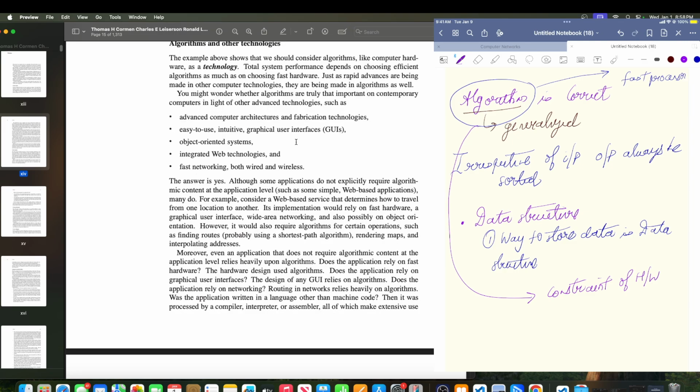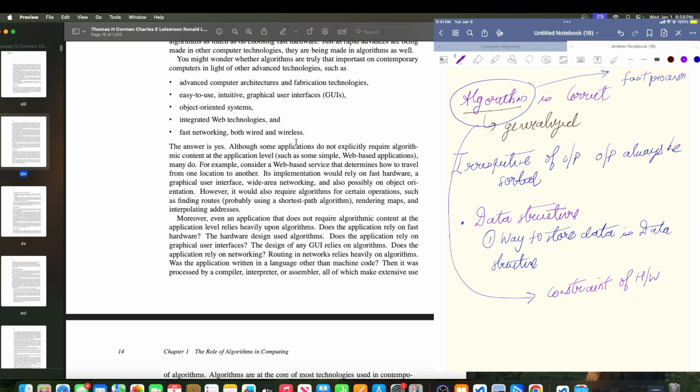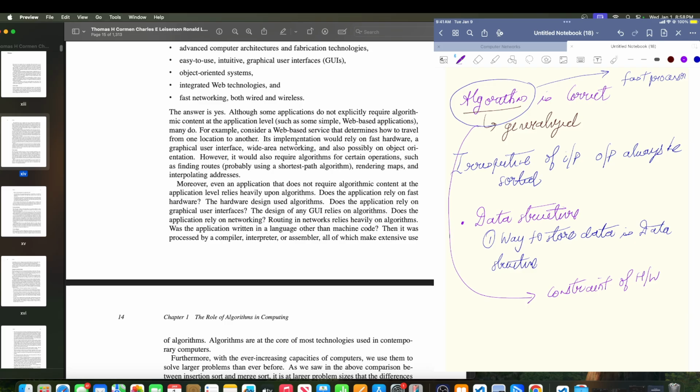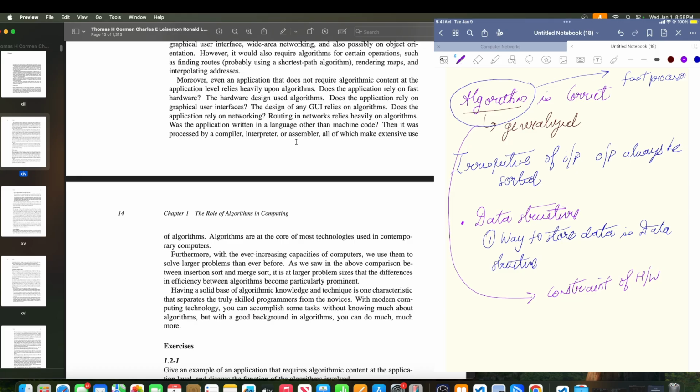Does the application rely on fast hardware? The hardware design uses algorithms. Does it use a GUI? The design of any GUI is an algorithm. Does the application rely on networking? Routing again relies on algorithms. Was the application written in any language other than machine code? The algorithms are at the core.